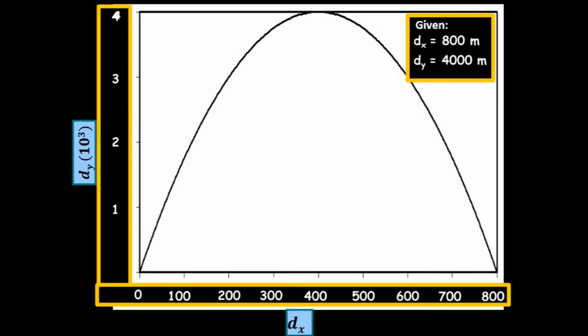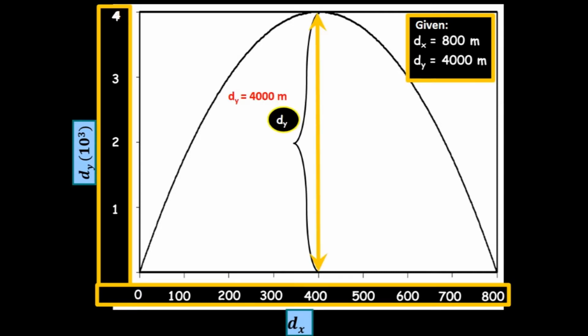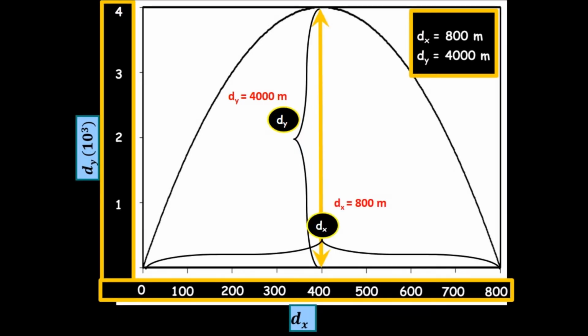Here's the first problem, where you have 800 meters in dx and 4,000 meters in dy, and dy is 4,000, so we can find ty based on that vertical distance, as ty equals root dy over 5. Here the dx is going to be the horizontal, that's 800 meters. So now we can find ty.